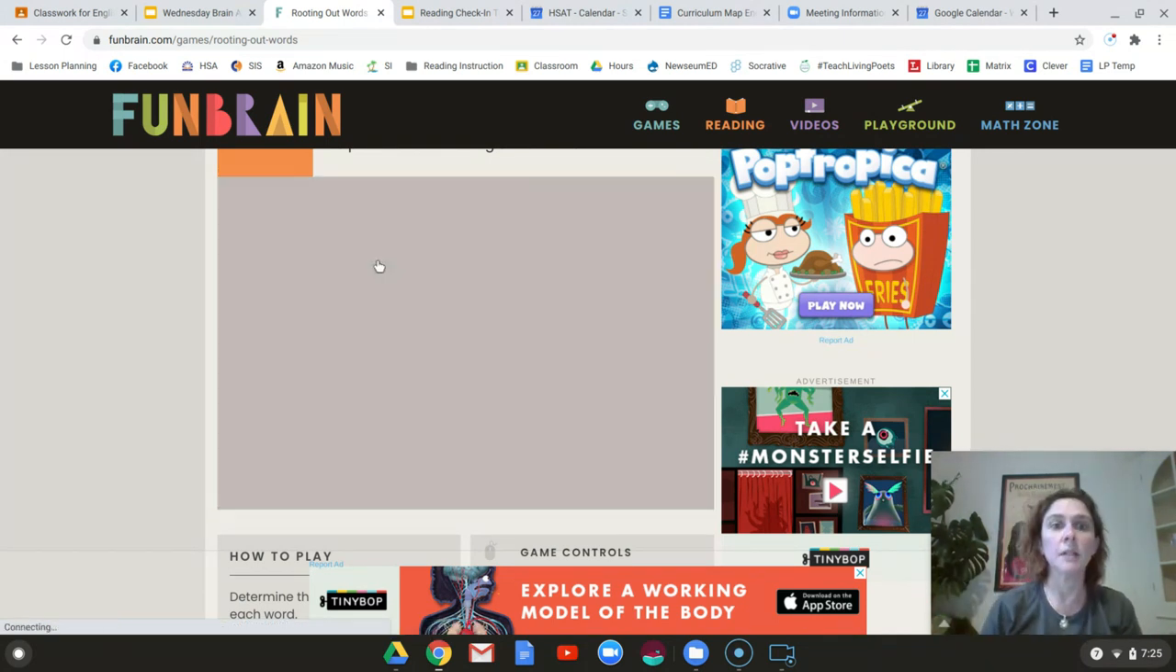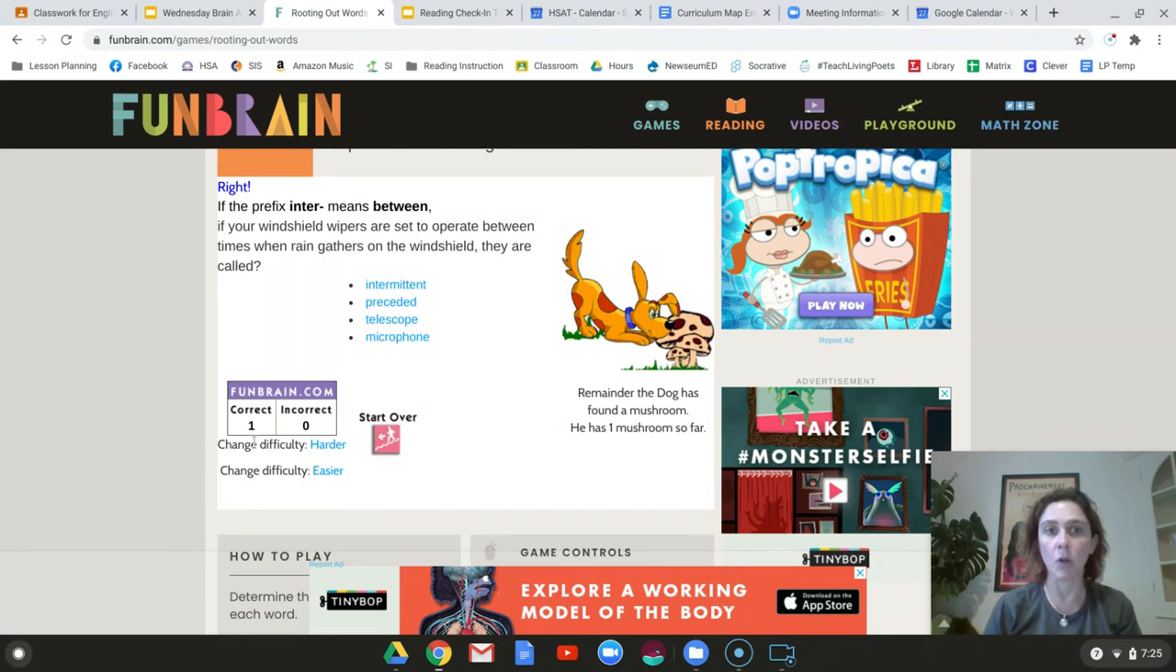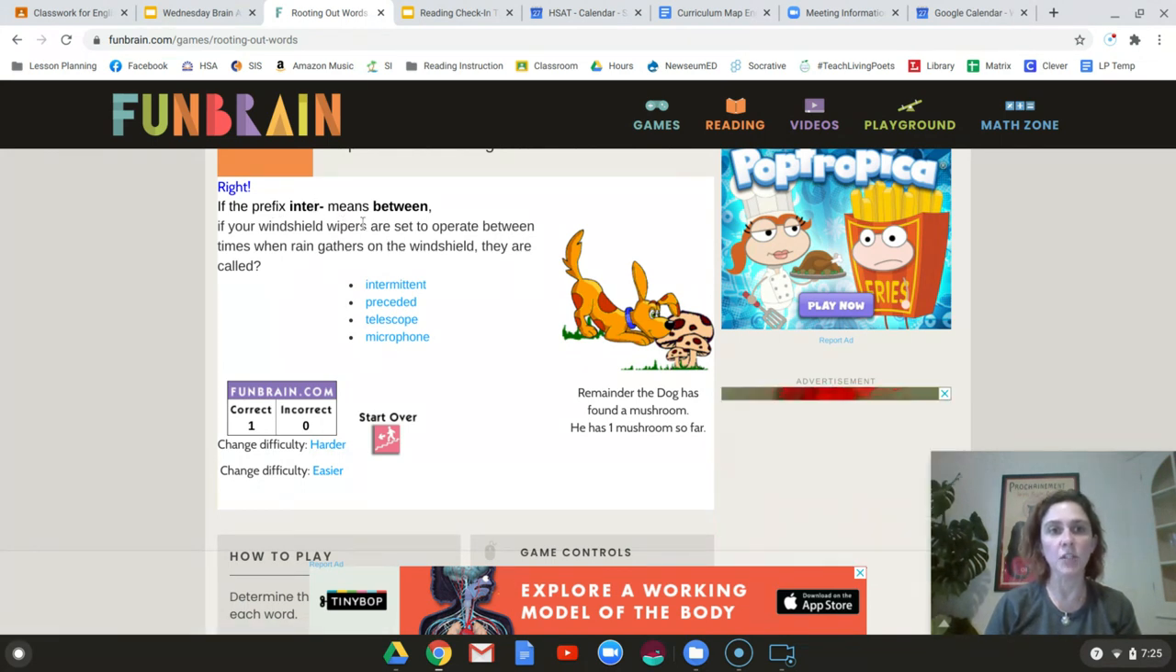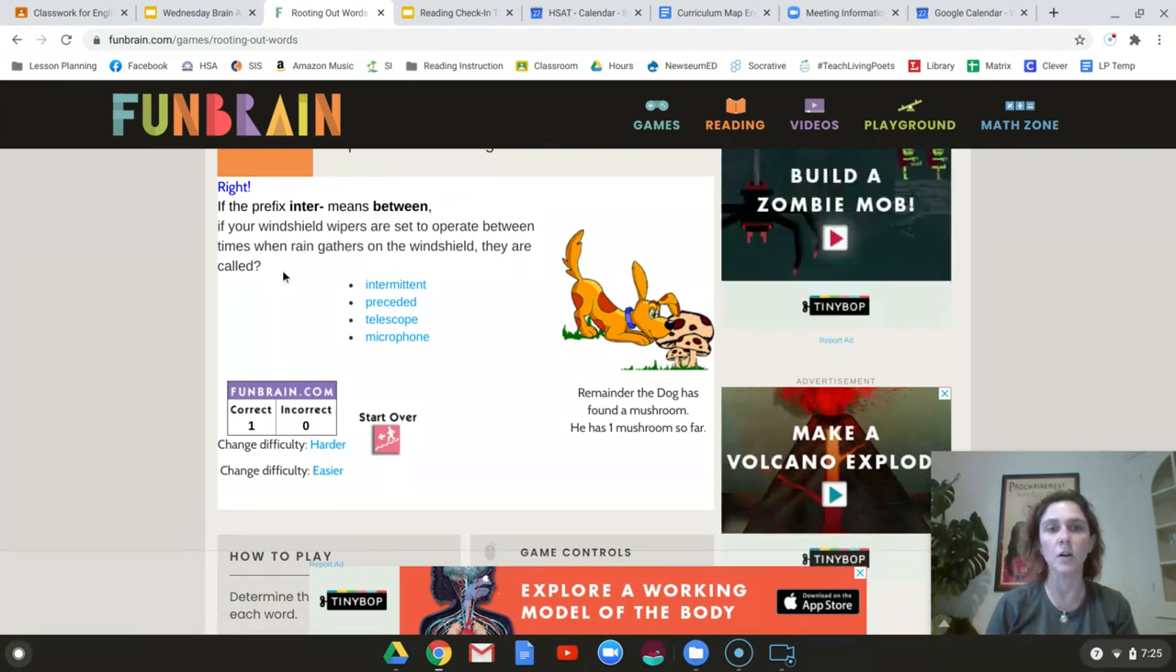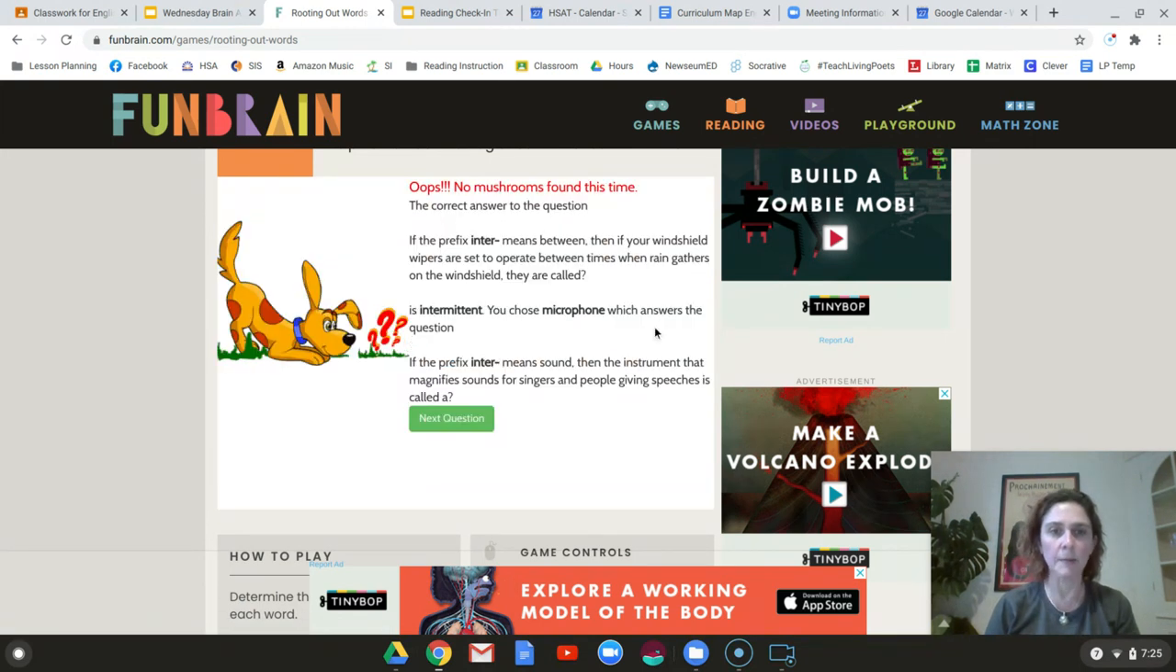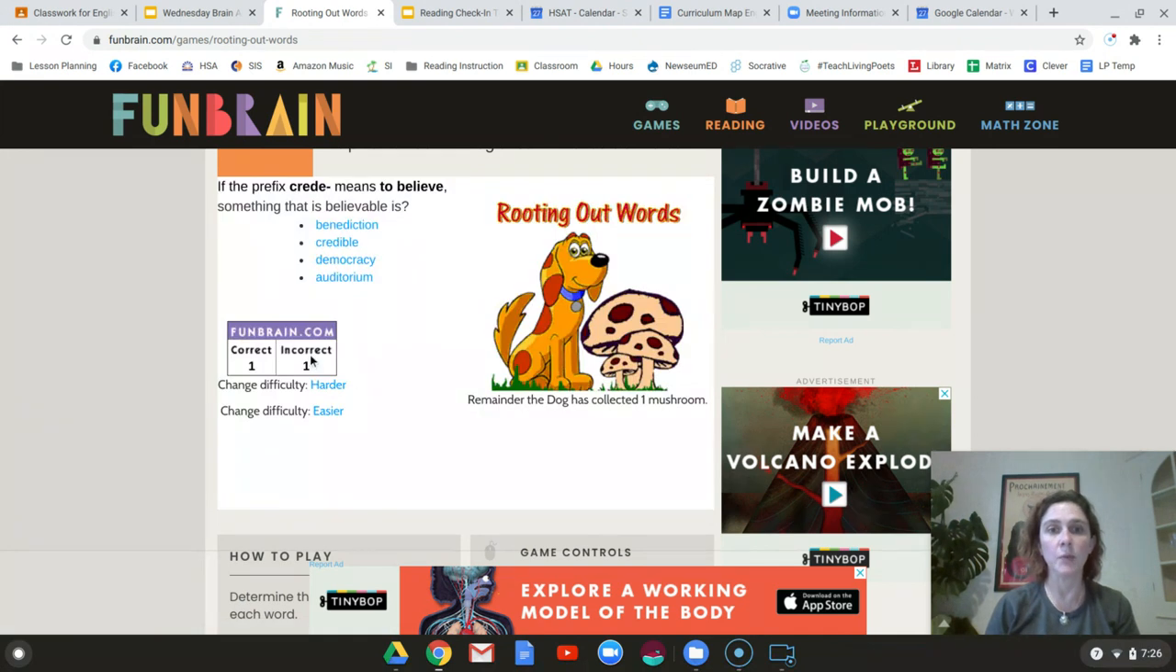All right. So I'm going to click intercept and it tells me that I got that one correct. So I do the next one. It works again with inter. Inter means between. Your windshield wipers are set to operate between times. When the rain gathers on the windshield, they are called what? I'm going to choose the wrong thing just so you can see what happens. I'm going to click microscope. Oh, nope. Okay, so this is going to tell me the correct answer to the question and why I got it wrong. Now it tells me I have one correct and one incorrect. Every time you get a correct answer, the doggy collects a mushroom, which is just kind of cute.